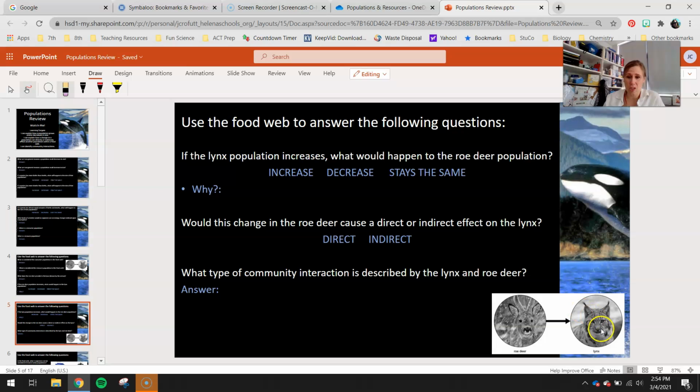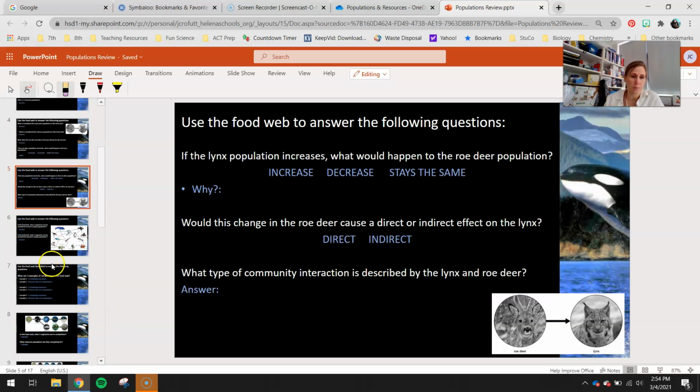If the lynx population increases, what would happen to the roe deer population? So circle increase, decrease, or stay the same and explain why. Would this change in the roe deer cause a direct or indirect effect on the lynx? Because they are connected by an arrow, your answer should be direct. There are no organisms in between these 2. What type of community interaction is described by the lynx and roe deer? I just explained that to you on the last slide.